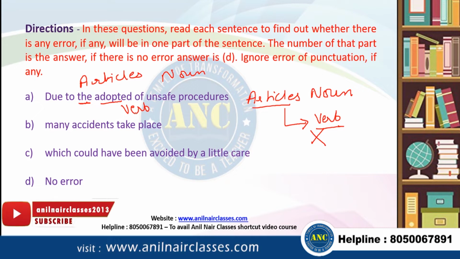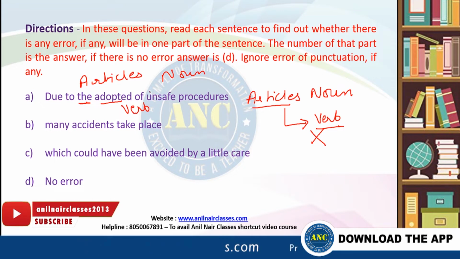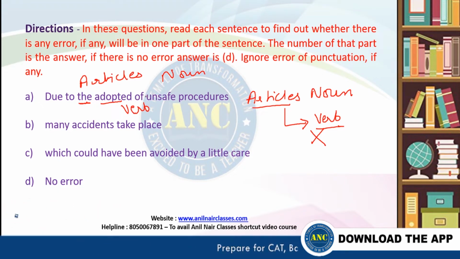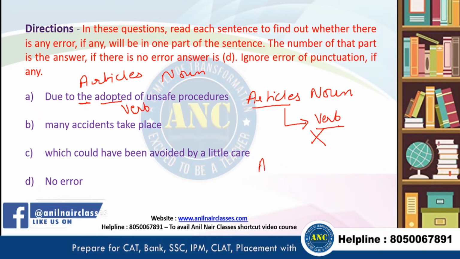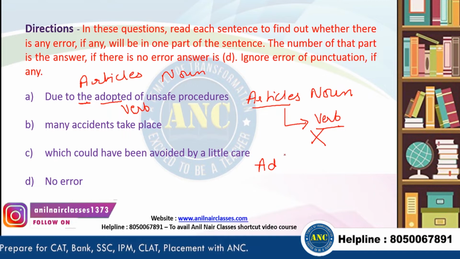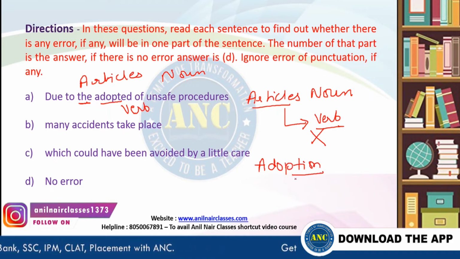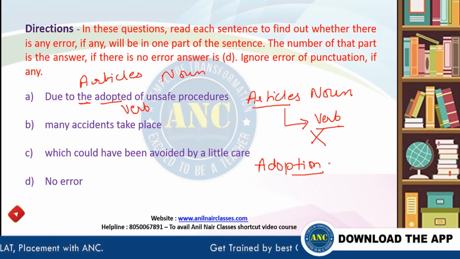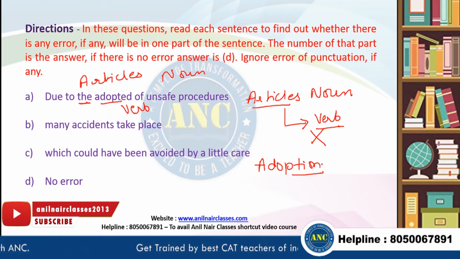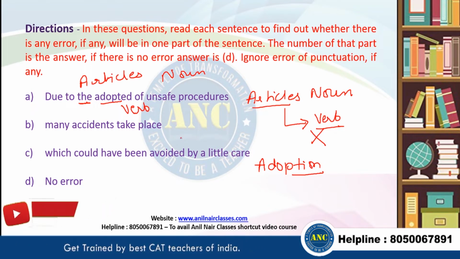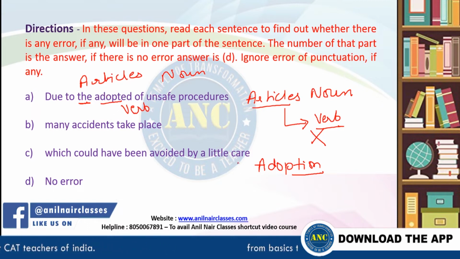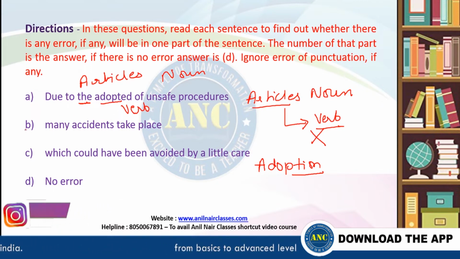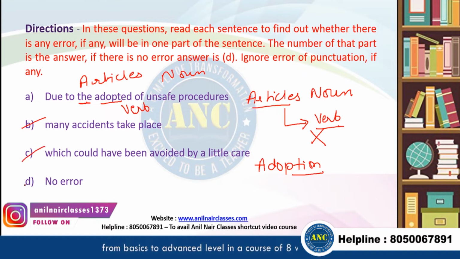So adopted is the verb form of adopt. The same word adopt could be in the form of a noun. So what's the noun form of adopted? It is adoption. Remember, T-I-O-N is the common ending of the noun. Clear? So apply the rule and try to get the answer. We are pretty sure that this is the error. We can easily get rid of B, C and D.